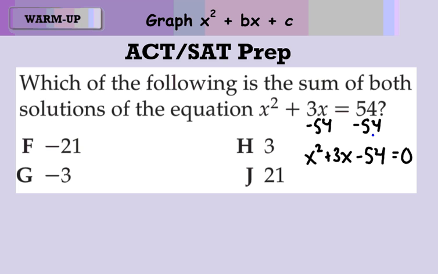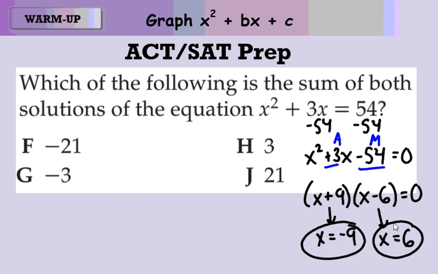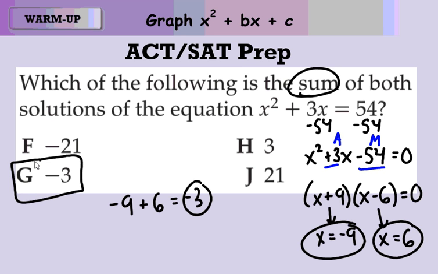Now I need to factor. I need two numbers that multiply to make negative 54 and add up to be 3, and those numbers are going to be 9 and 6. So x plus 9, because I need them to add up to be a positive 3, and x minus 6 are going to be my factors, which means the solutions are negative 9 and positive 6. If you then take those answers and add them together, because it asks for the sum, negative 9 plus 6 should be negative 3, which means the correct answer is G. So there you go. That's how you'd solve that one.